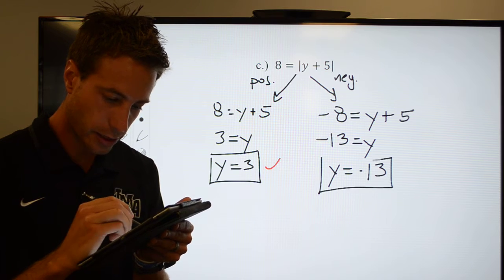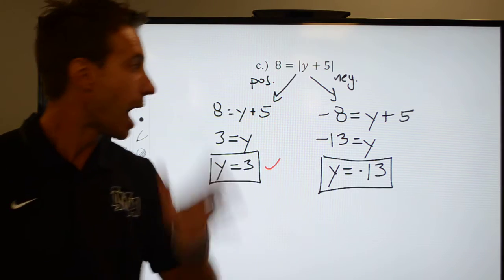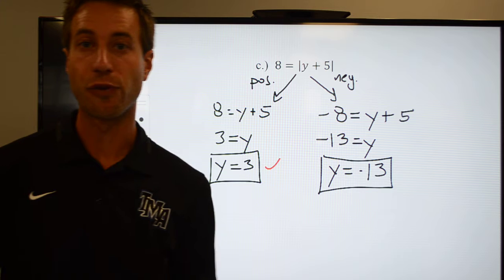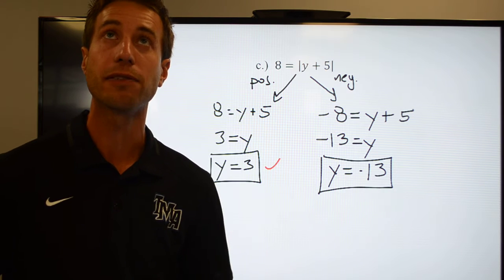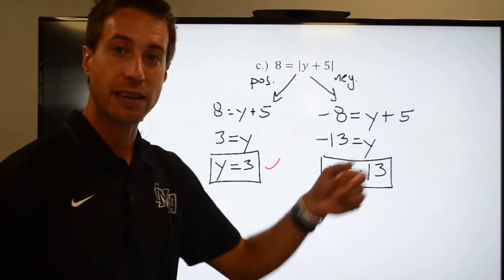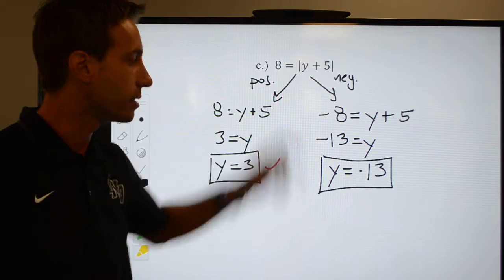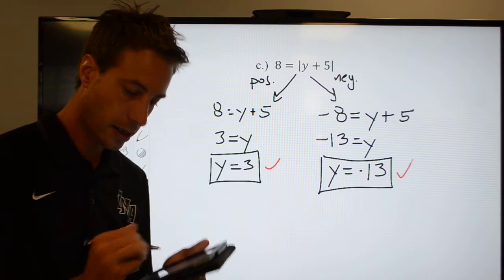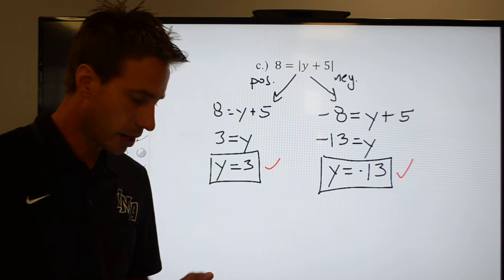Check your answer. A little bit of mental math here. I plug a negative 13 in for y. Negative 13 plus 5. Yeah, that's a negative 8. Take the absolute value of negative 8. You get a positive 8. And 8 is equal to 8. Checks out. Let's do another one.